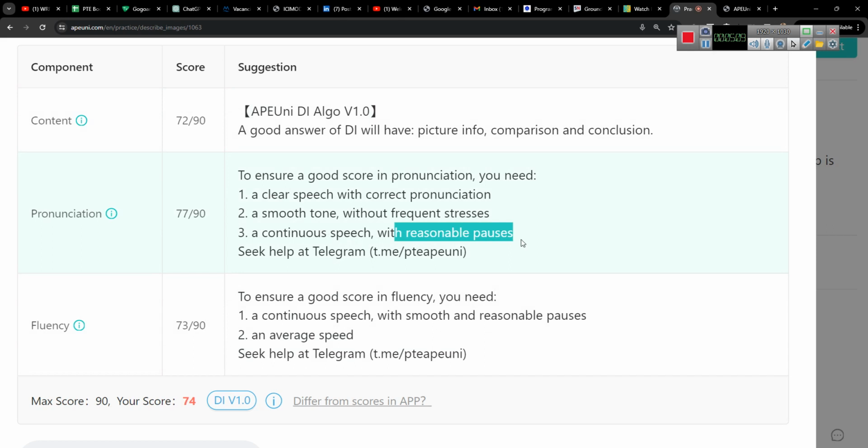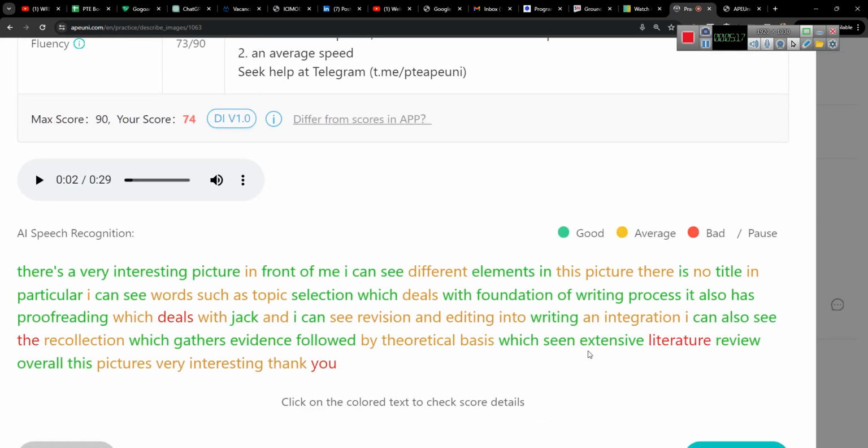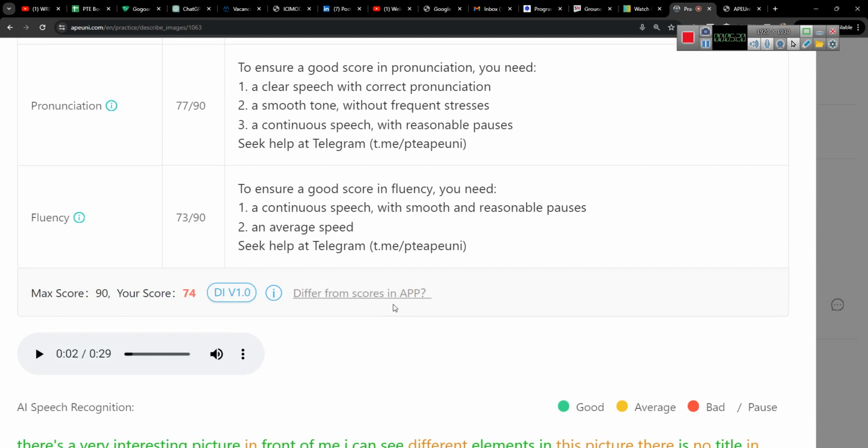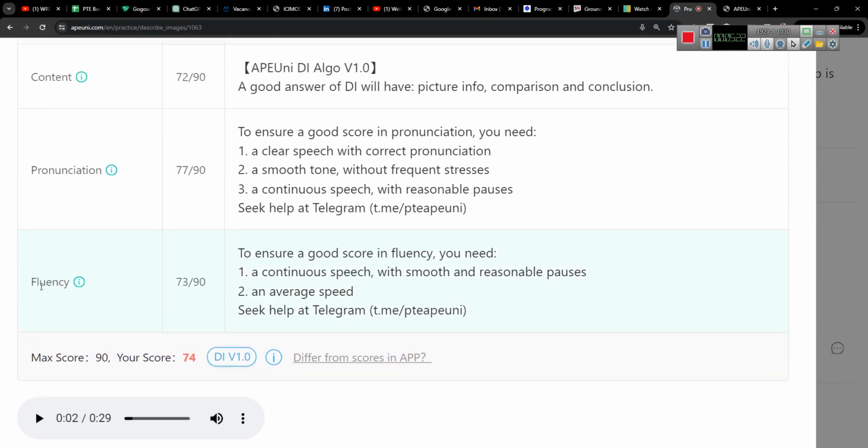With reasonable pauses, of course, you should speak with reasonable pauses. You should not speak too fast without any breaks. Don't speak like that, guys. Whenever there are full stops somewhere, you should take a short pause. At the same time, it's the same thing for fluency. In order to get a good score in fluency, you should speak continuously, but with reasonable pauses. Mind this, guys.